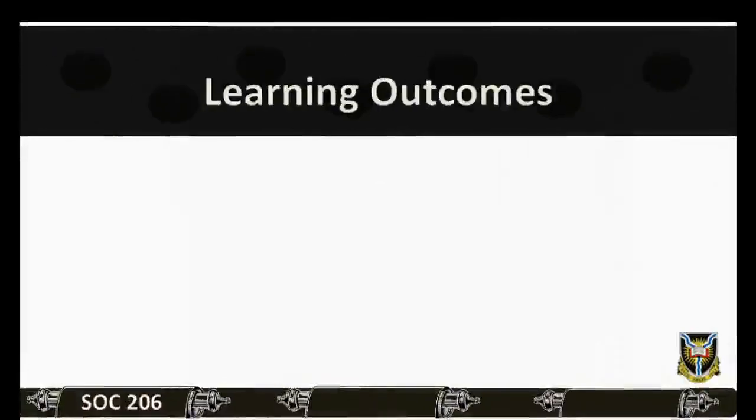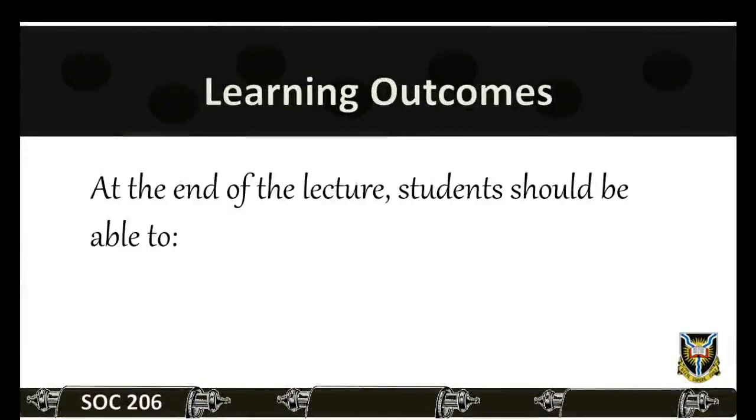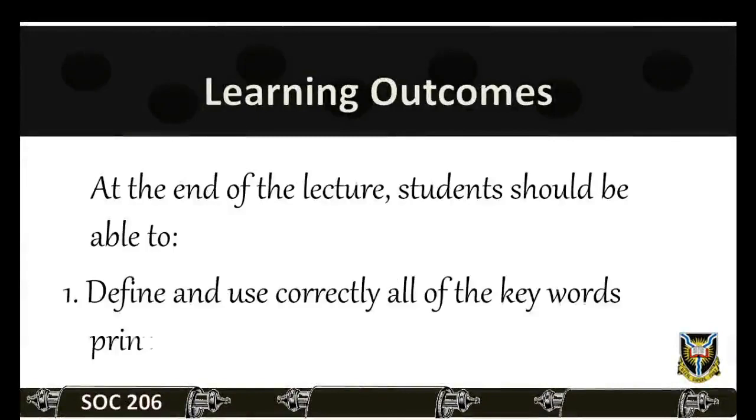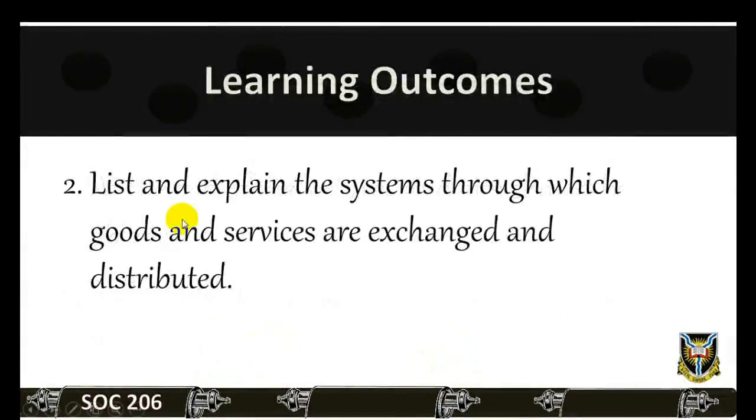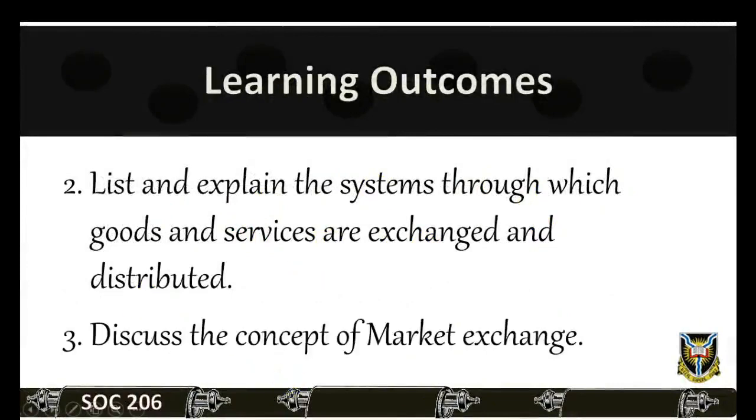Learning outcomes. At the end of the lecture, students should be able to: 1. Define and use correctly all the key words printed in bold. 2. List and explain the systems through which goods and services are exchanged and distributed. 3. Discuss the concept of market exchange.